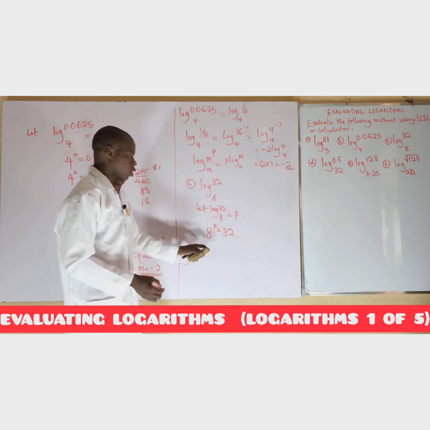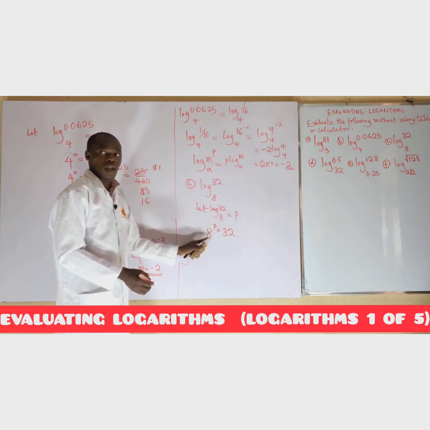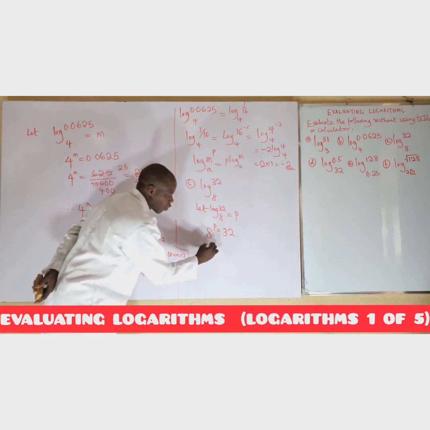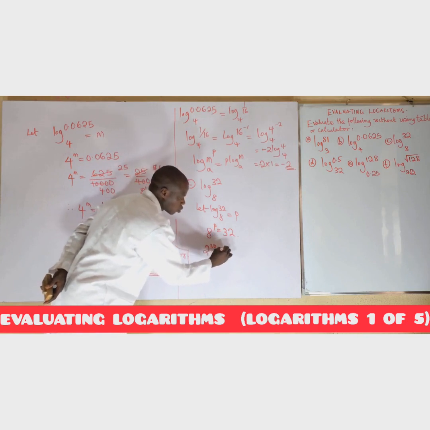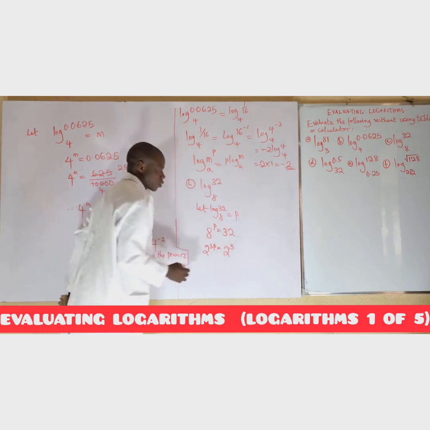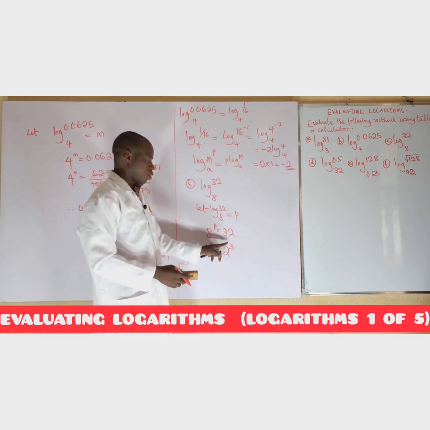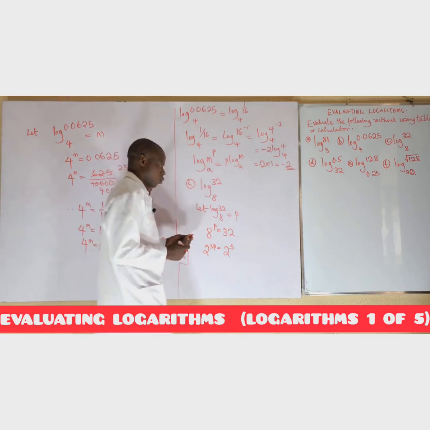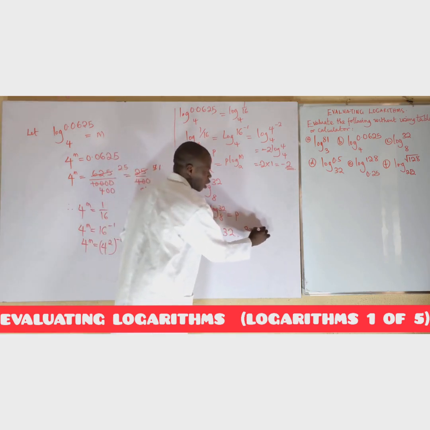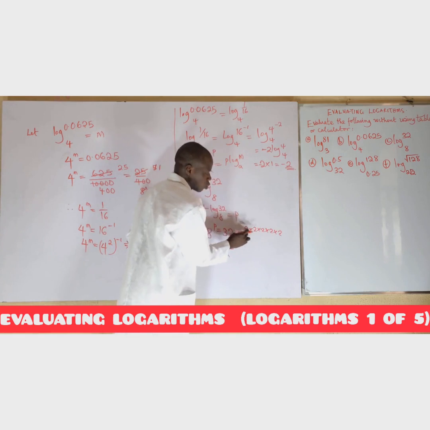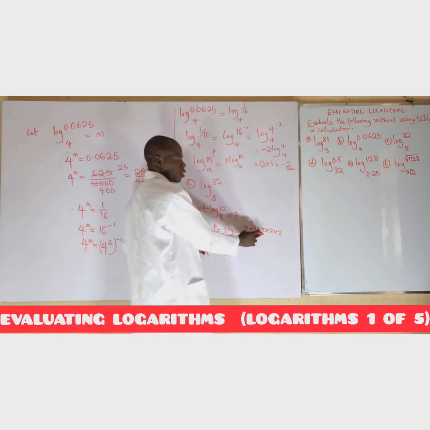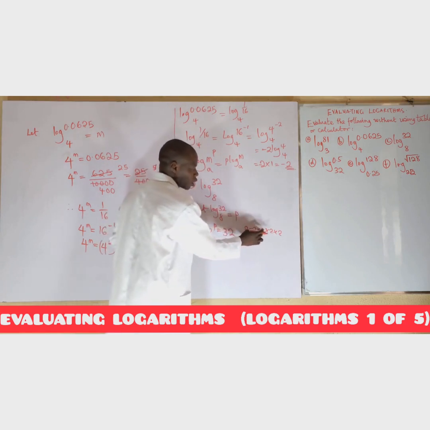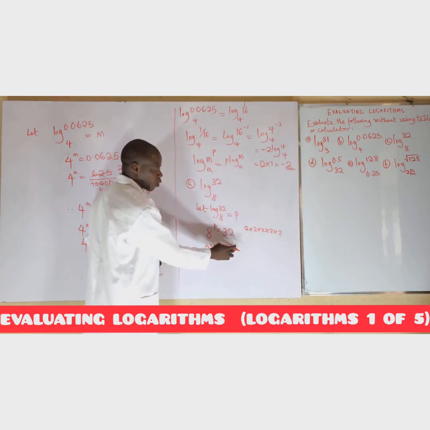This is now in index form. We can rewrite 8 as a power of 2, and we can write 32 as a power of 2. Then we are going to have 2 raised to power 3p equal to 2 raised to power 5. 2 raised to power 5 is 32, meaning we multiply 2 in 5 places: 2 times 2, 4. 4 times 2, 8. 8 times 2, 16. 16 times 2, 32. That is 1, 2, 3, 4, 5, which is why you have 2 raised to power 5.